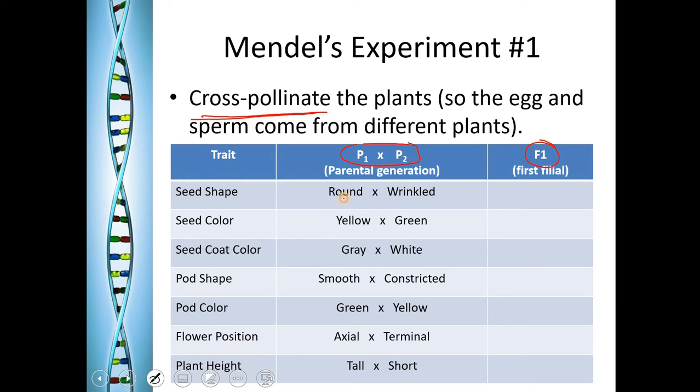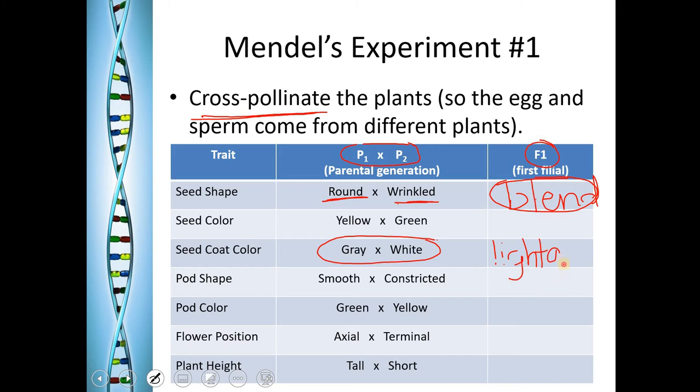Mendel thought if we've got a plant with a round seed and another plant with a wrinkled seed, what would we get over here in our offspring? And he thought, well, maybe those plants would be just slightly wrinkled, that these two traits would blend together. That was what he predicted would happen. So if we have gray and white seed coat colors, the blending over here would be more like a very light gray seed coat color.